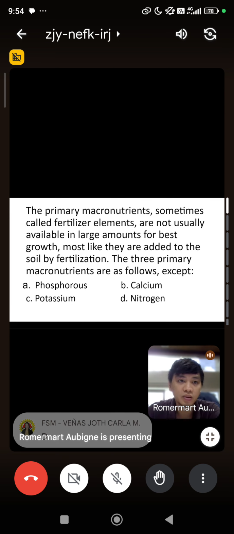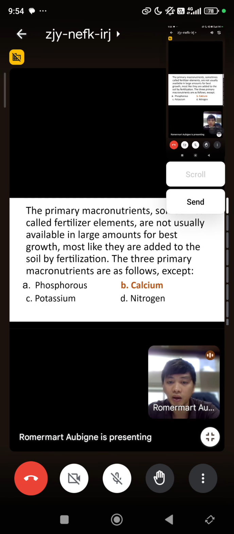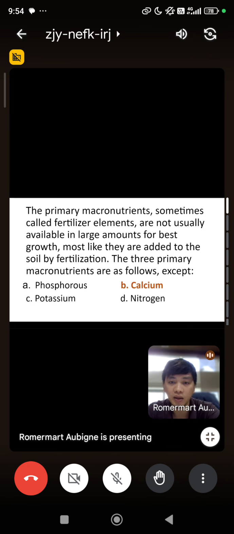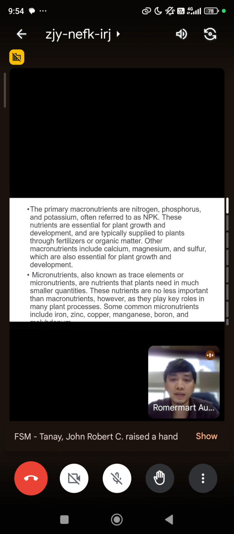Okay, the answer po dito ay letter C, calcium. NPK po ang kailangan, major na kailangan ng halaman. But there are also other nutrients for them to grow. So ito po, no? The primary macronutrients are the nitrogen, phosphorus, and potassium, often referred to as NPK.